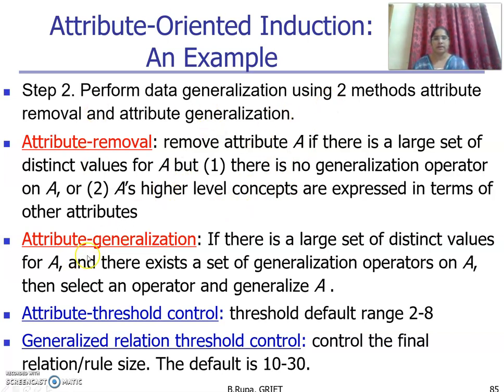And then in attribute generalization, if there is a large set of distinct values for A and there exists a set of generalization operators on A, then select an operator and generalize A.